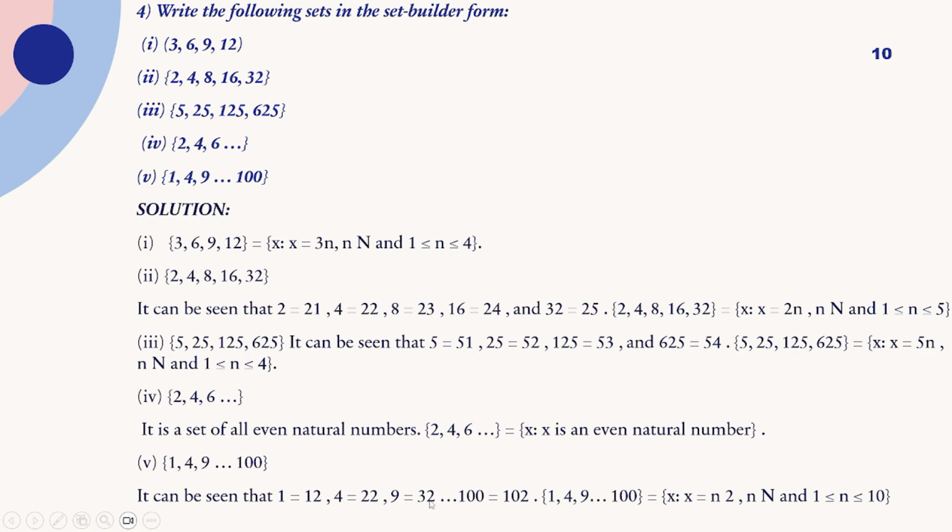And it ends at 100. Now we will write 1, 4, 9 up to 100 as n square, meaning 1 square, 2 square, 3 square. 10 square is 100, so we end it here because the last element is 100. It is also similar: n is greater than or equal to 1 but less than or equal to 10, because 10 square is 100 and the element ending here is 100.